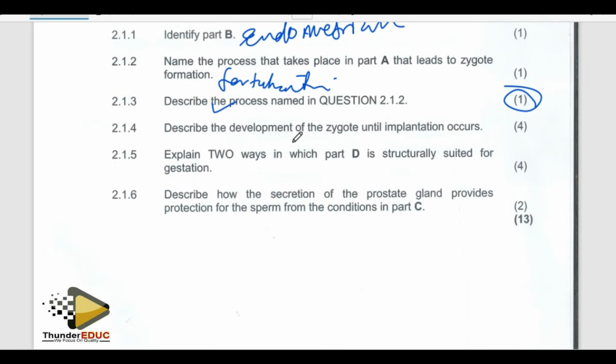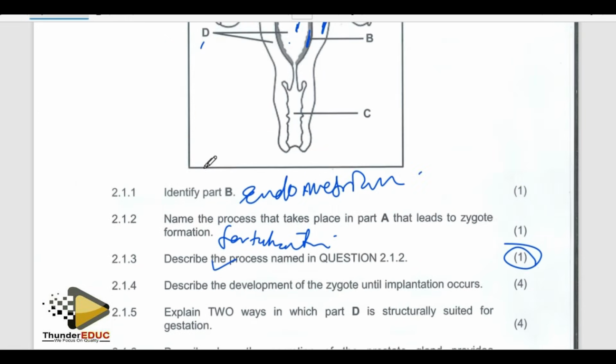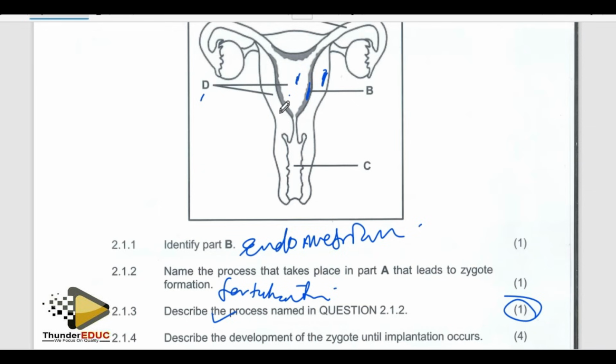Describe the development. That one, 4 marks. Mahala, yes. Explain 2 ways in which structure D is structurally suited for gestation. Now, ask yourself, what is structure D? Oh, the uterus. They want the uterus. How is this uterus structure suited for its function of gestation? First of all, what is gestation? The period of pregnancy. Yes, that is what you call gestation.